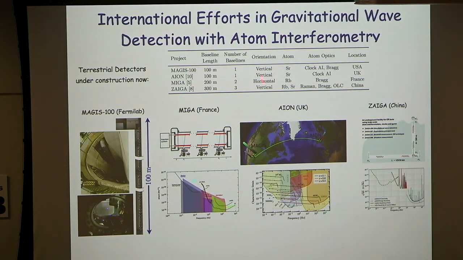They have somewhat different atoms they use, somewhat different techniques, but they're all basically trying to prove that we can develop this kind of technology we need to look for gravitational waves.